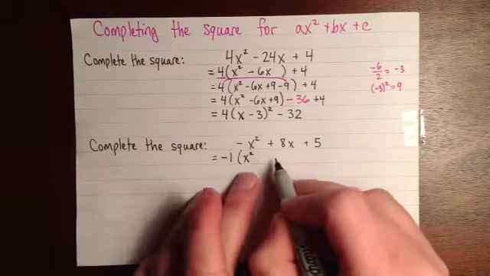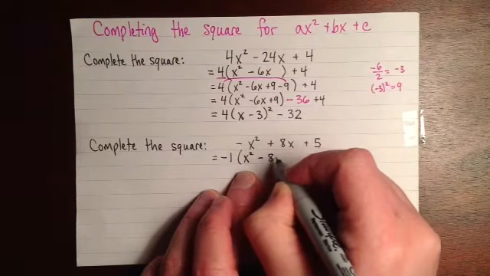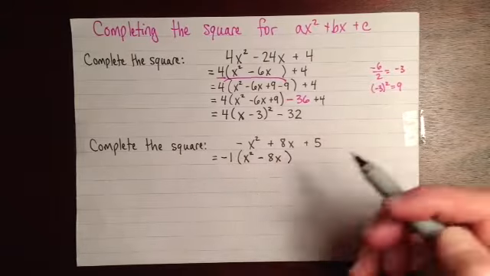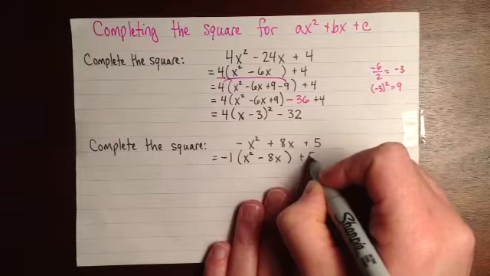And then negative 1 times what will give plus 8x? So it's going to be minus 8x. So it's almost the same as if there was no negative, but you've got to watch the signs. Plus 5.